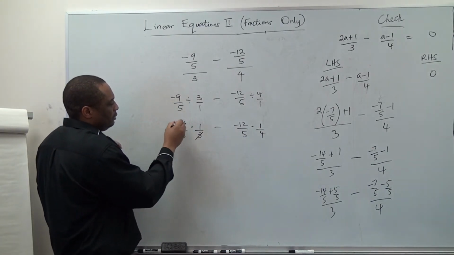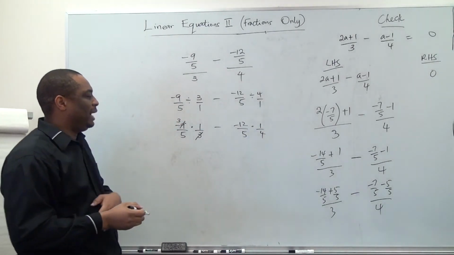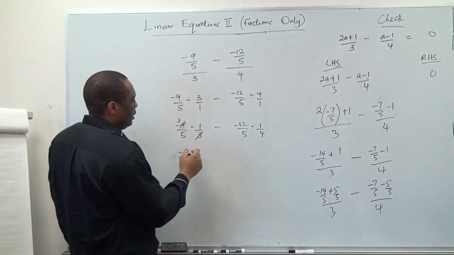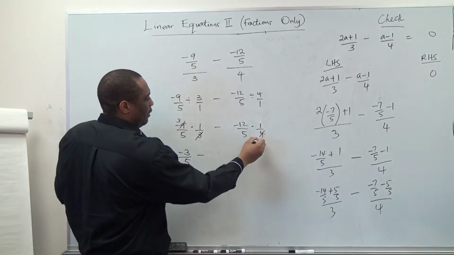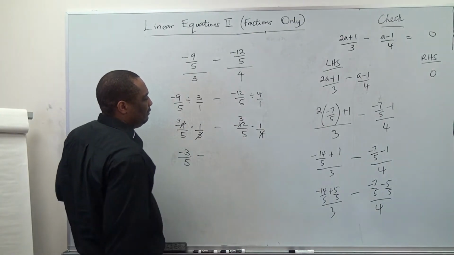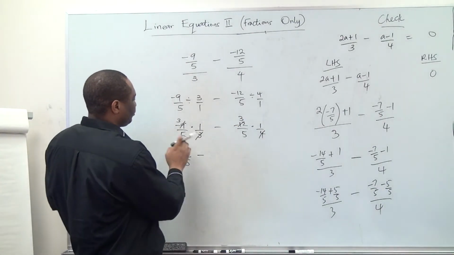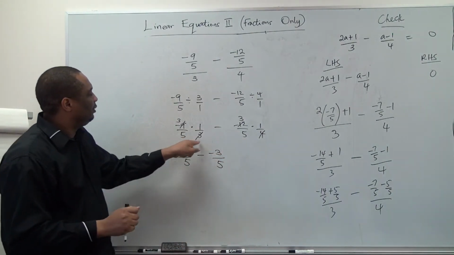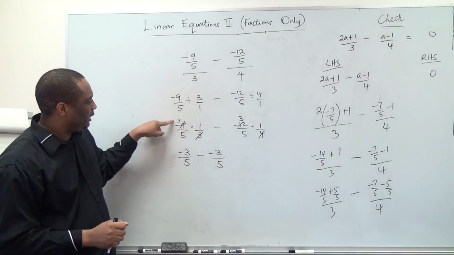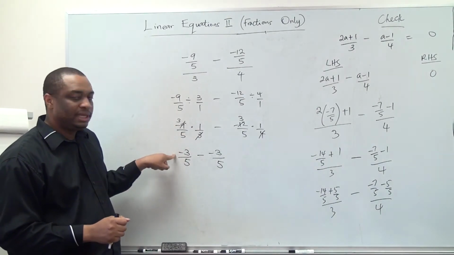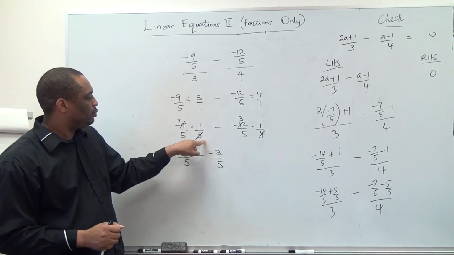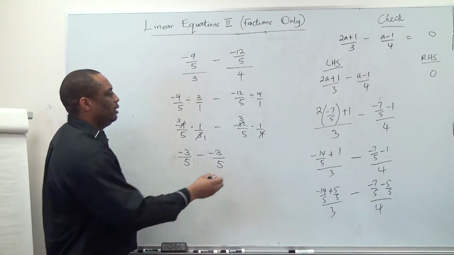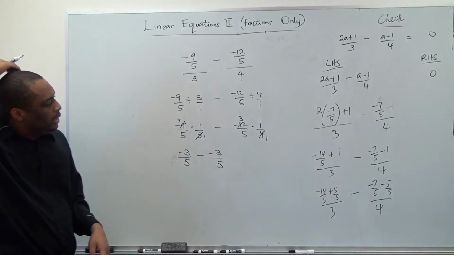3 will divide 9, gives you 3. So this is negative 3 over 5 minus, 4 will divide negative 12, gives you negative 3. Okay, this is negative 3 over 5. Let me explain this again. 3 divide negative 9 gives you negative 3. Negative 3 times 1 is negative 3. Then 5 times 1 is 5, because 3 divide 3 is 1. Okay. The same thing here.